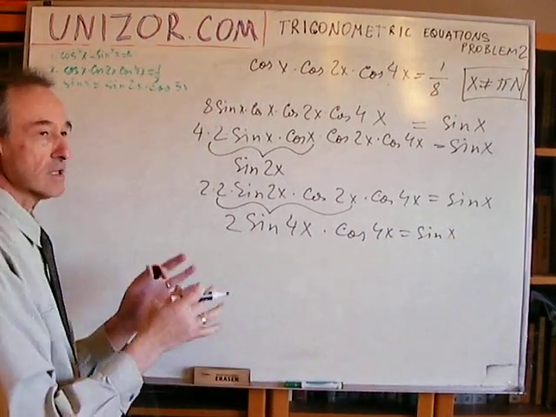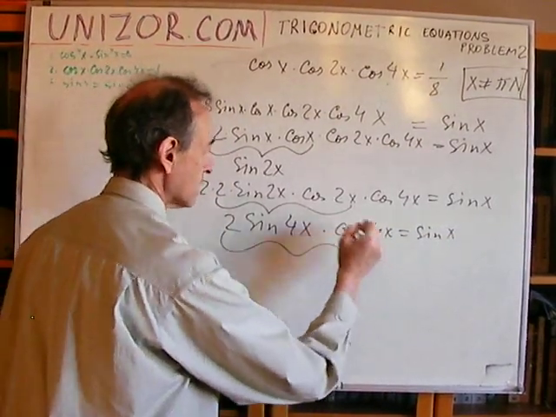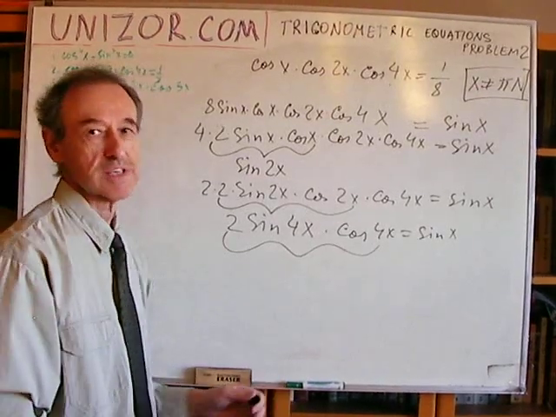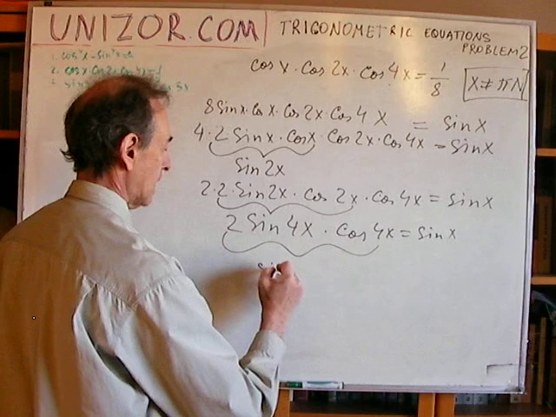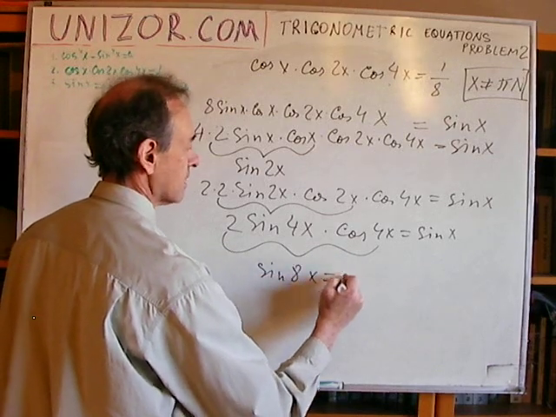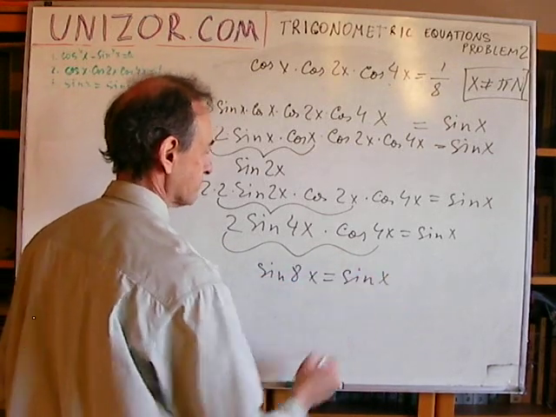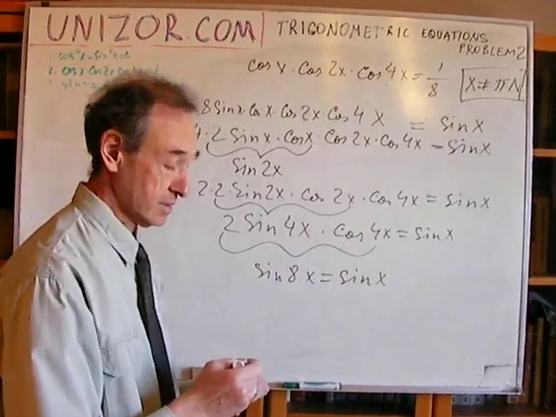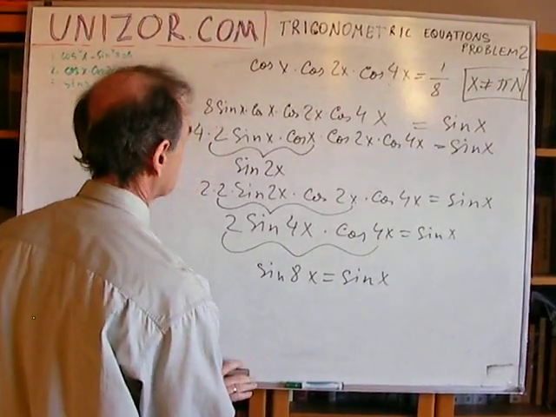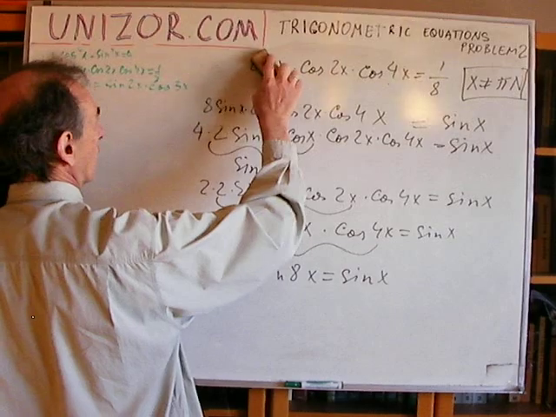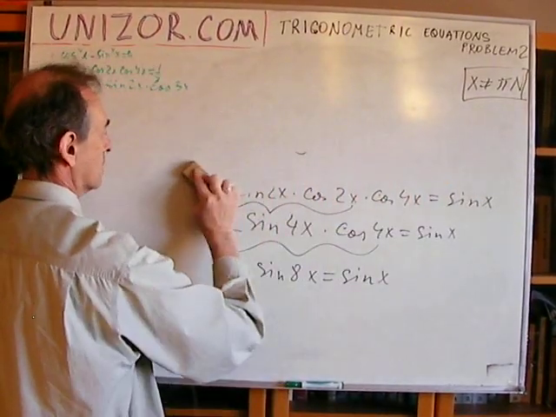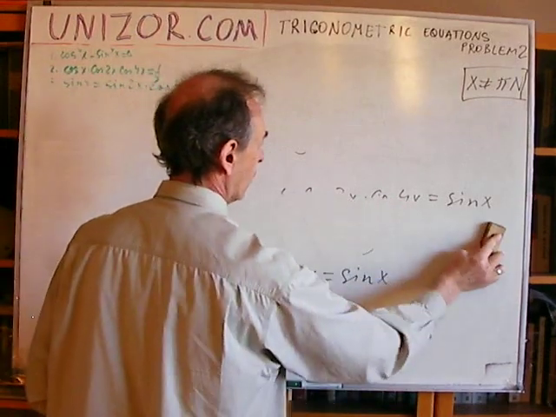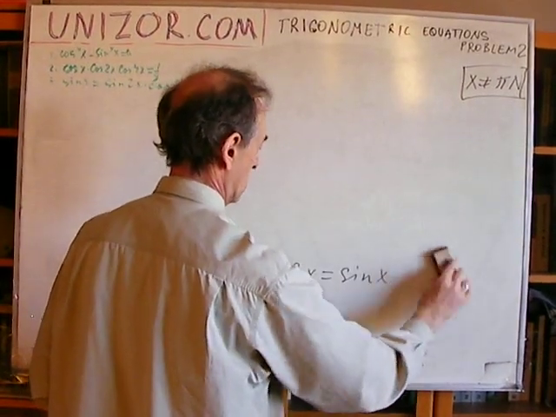You see how everything rolls in? Do you recognize this? It's also a sine of a double angle. In this case, the double angle is 8x. So it's sine of 8x is equal to sine of x. Well, that's much simpler, right? So, let's wipe out this thing, and that's the only thing which we have.